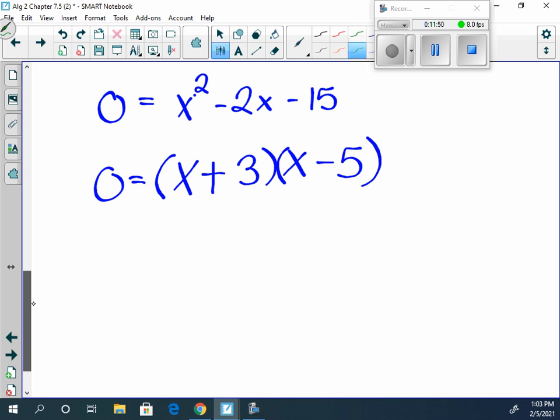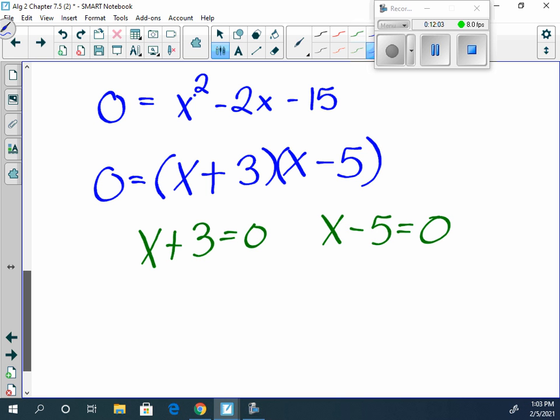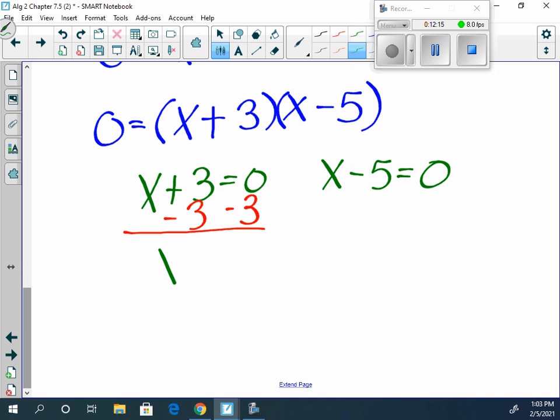And because we have two things multiplied together that equal 0, it means one of them has to be 0. Either x plus 3 is equal to 0, or x minus 5 is equal to 0. And we can solve these here. So for x plus 3, to solve for the value of x, we would subtract 3 from both sides. And if we subtract 3 from both sides, we get that x is equal to negative 3.